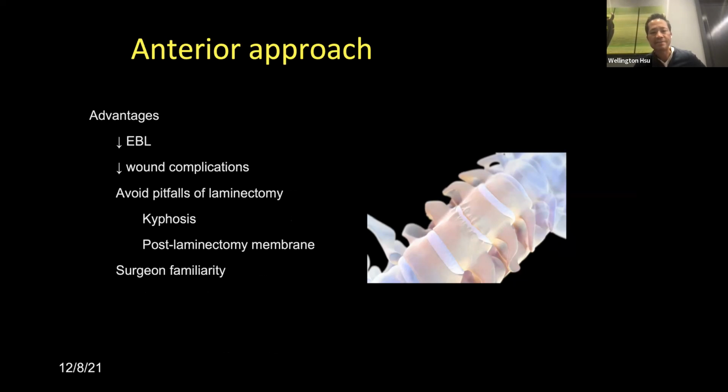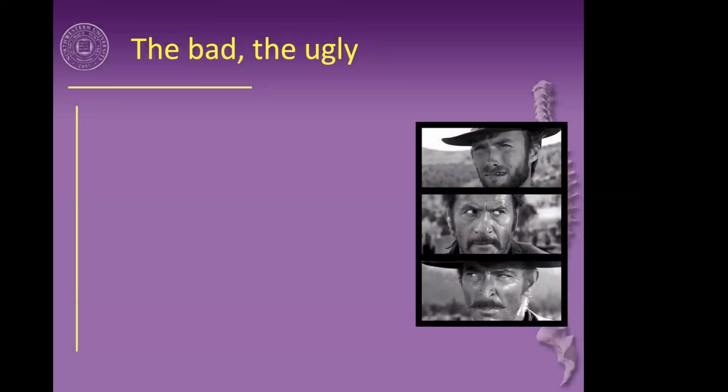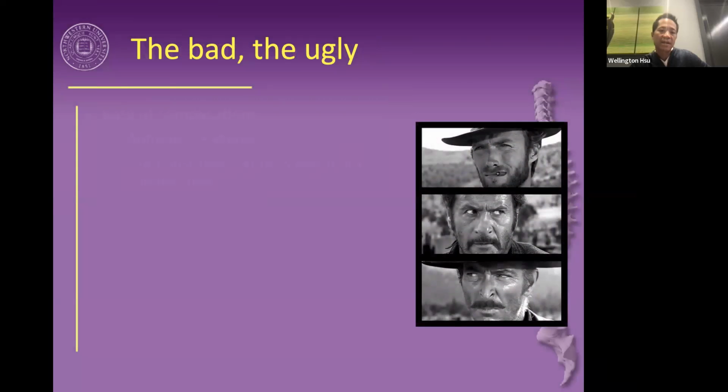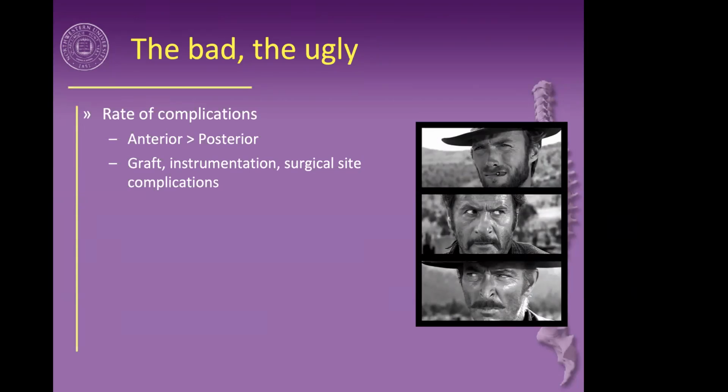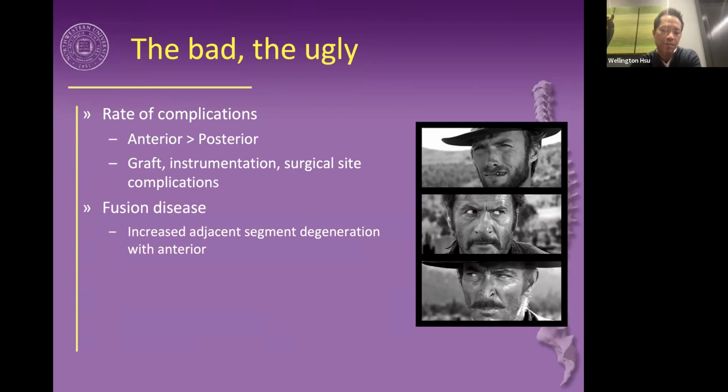On the flip side, the advantages are decreased estimated blood loss, decreased wound complications. There are some pitfalls of laminectomy that we avoid, and most surgeons are very familiar with this approach and can do it very quickly. That being said, there are complications from this procedure, and the rate of complications when we talk about multi-level issues, including graft complications, instrumentation failure, surgical site complications, certainly is higher anteriorly than it is posteriorly for multi-level problems.